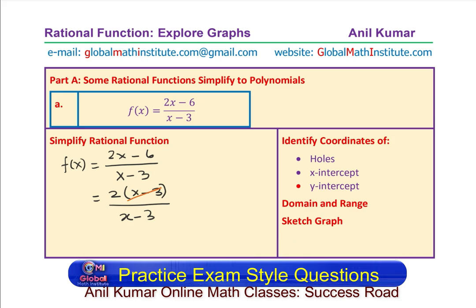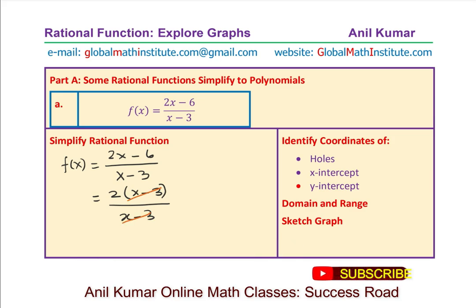Now these factors can be cancelled. That is what I meant by saying that the common factors can be cancelled. To begin with, we had 2x minus 6 over x minus 3. Definitely the denominator cannot be 0. So x is not equal to 3, since the value of 3 for x will give you a 0 in the denominator. You cannot divide by 0. So that is a restriction.